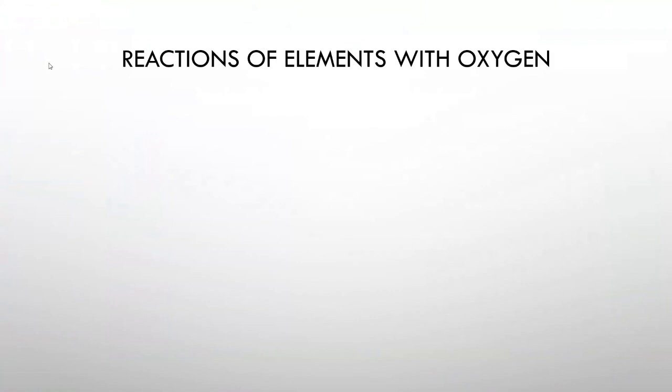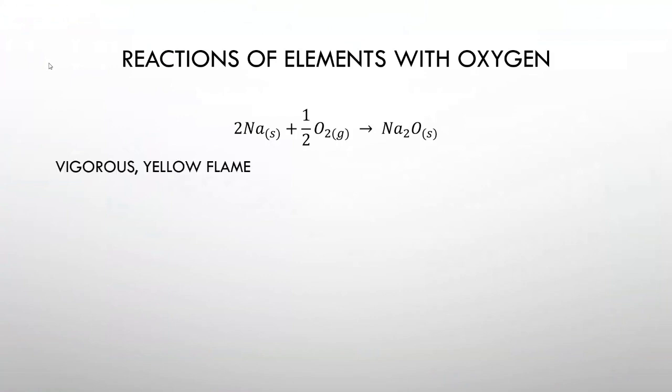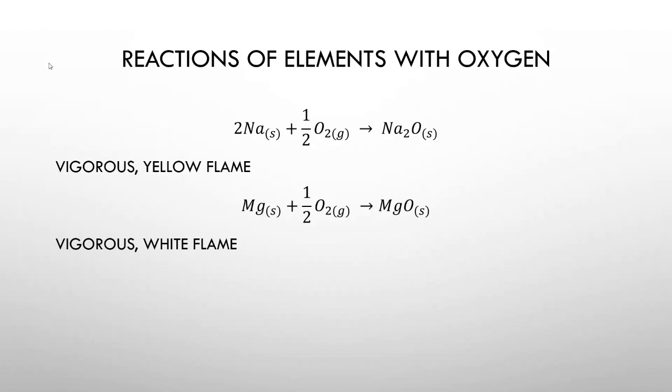Okay, so now moving on to reacting with oxygen. We've got sodium here, forming sodium oxide. This is vigorous and forms a yellow flame. Magnesium reacting with oxygen is also vigorous and forms a white flame.